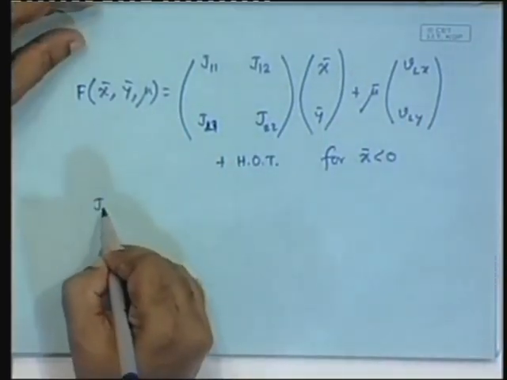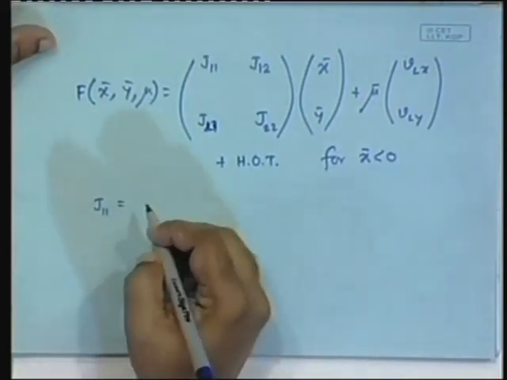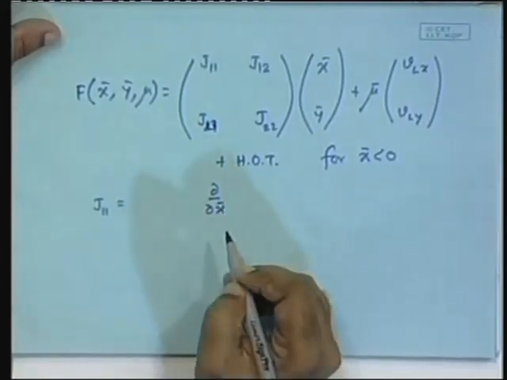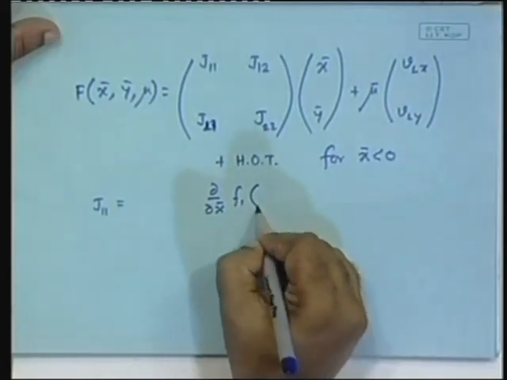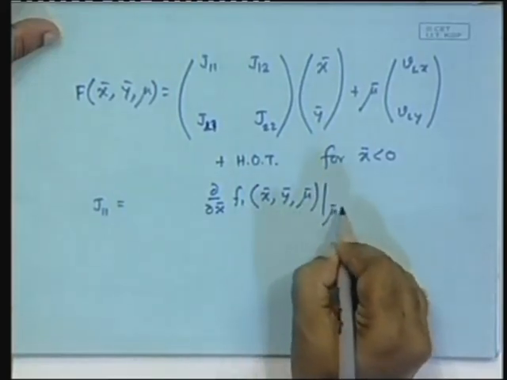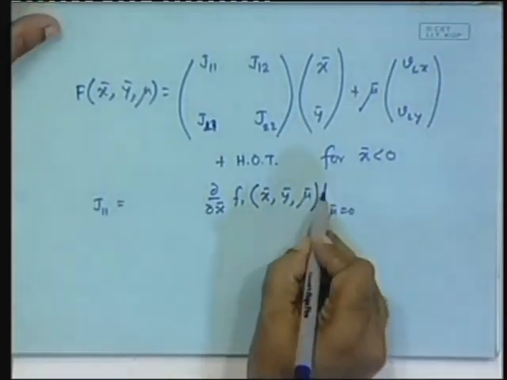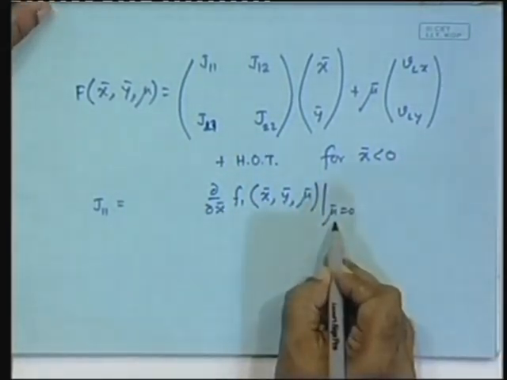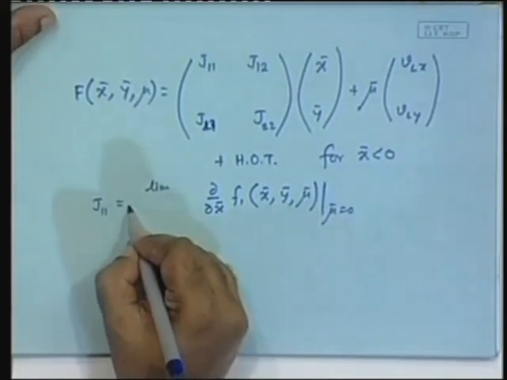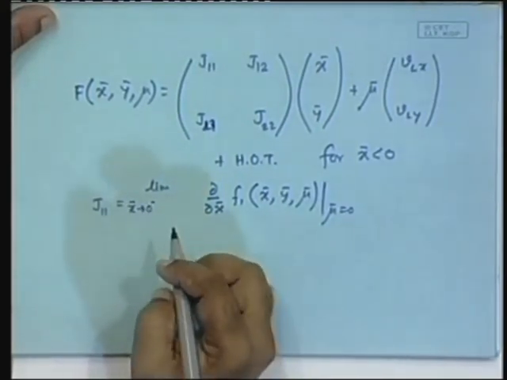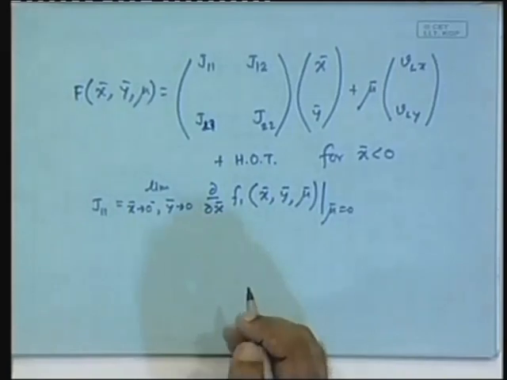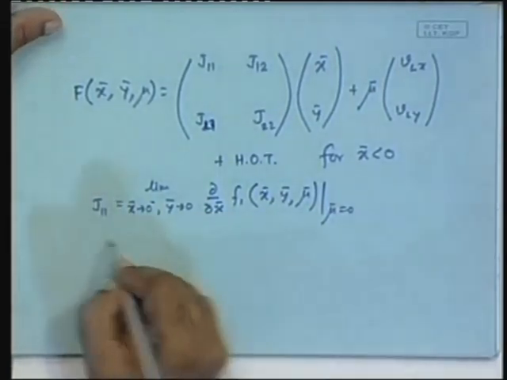For example, J 1 1 is, you have taken the partial derivative with respect to x bar of F 1, which is a function of x bar, y bar, mu bar, evaluated at mu bar equal to 0. Now, we are considering the limit x approaches 0 minus and y approaches 0. Similarly, all these terms will have to be written.